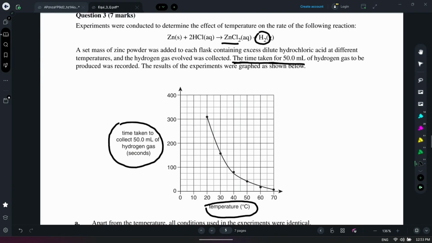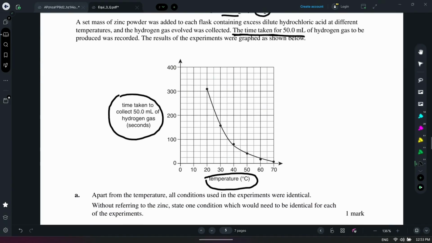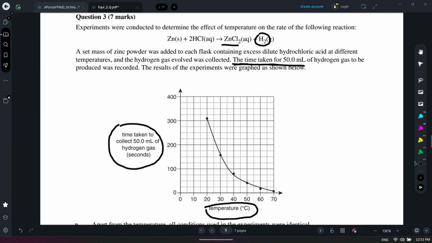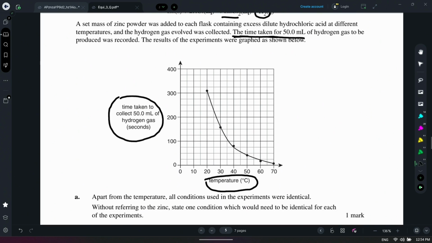Okay. Now, let's see what else is happening here. So 50 milliliters of hydrogen gas is the control variable, because you are always trying to collect the same amount of hydrogen gas, right? Now, as you can see, when you increase the temperature, the time it has taken to collect that 50 milliliters of hydrogen gas has decreased. You see that it has decreased? Yeah, it has decreased.